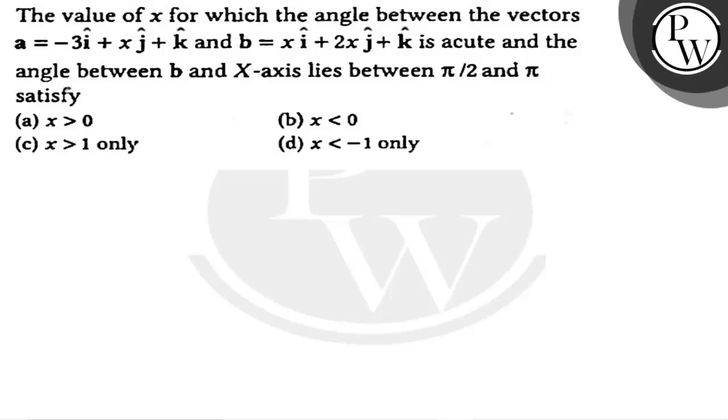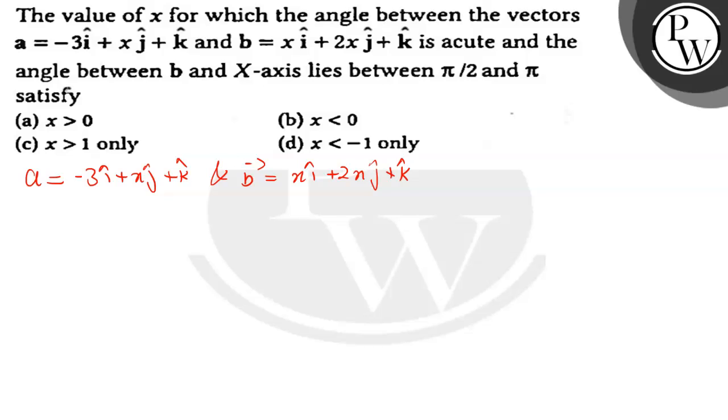The question is: the value of x for which the angle between the vectors a vector, minus 3 i cap plus x j cap plus k cap, and b vector is acute. So first of all we have given that a vector is equal to minus 3 i cap plus x j cap plus k cap, and b vector is equal to x i cap plus 2x j cap plus k cap, and it is given that the angle between both of them is acute.